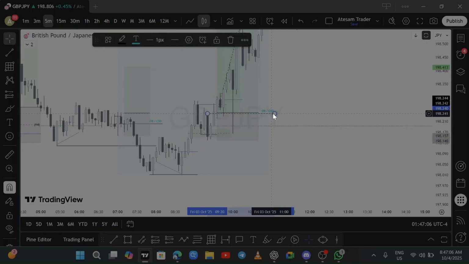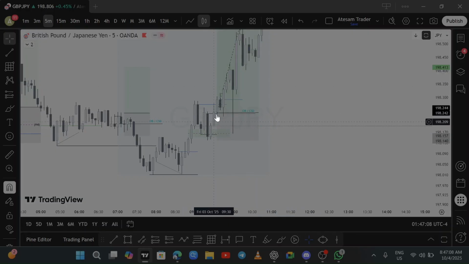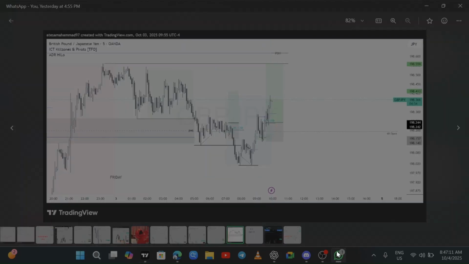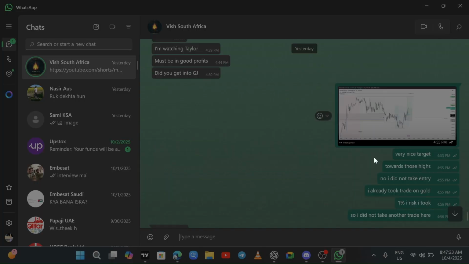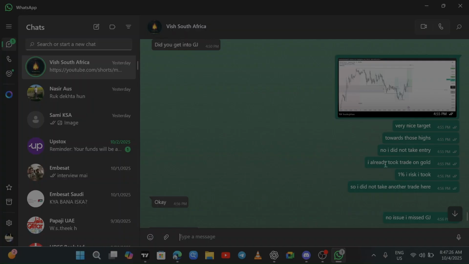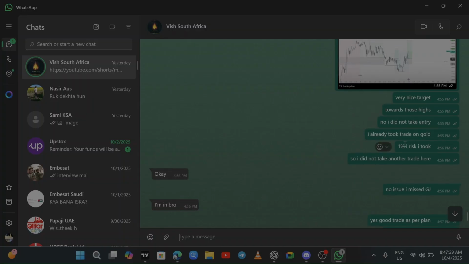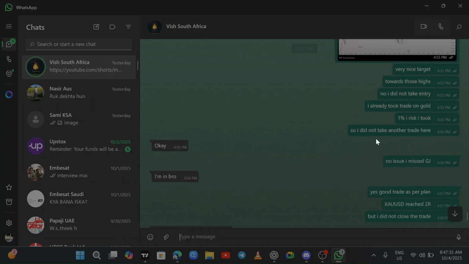If you see here, we have a change in state of delivery: a really aggressive move, V-shape reversal, fair value gap. This is where I shared this idea. Aggressive move down, price closed above this candle. So we have what? Change in state of delivery. Can you see this? All liquidity. This is a very good trade, in my opinion. What I said, very nice target towards those highs. I didn't take the entry because I had already taken 1% risk on the gold. That's why.